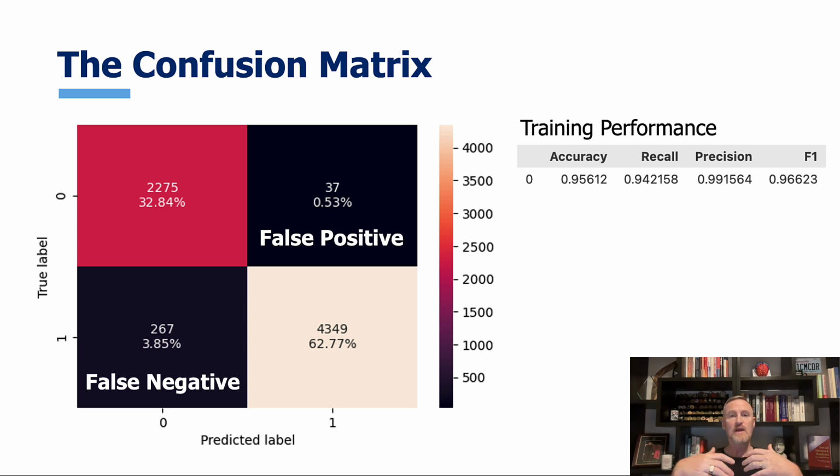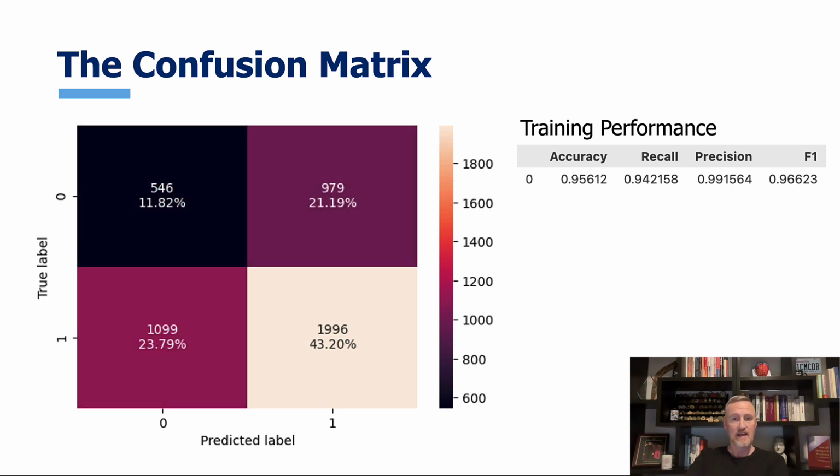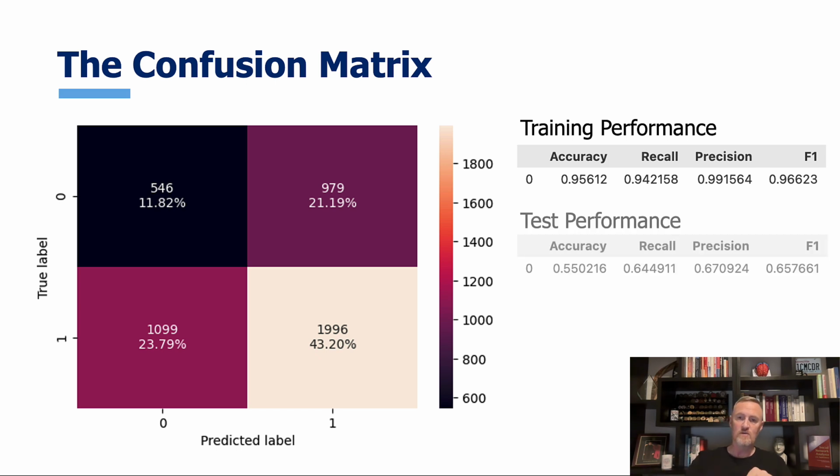But when we apply this model now to the test data, we have a different confusion matrix, which doesn't quite look as good, right? So you see that there's a lot more in that false positive, false negative squares, right? That's actually 45% of the data. So when we look at the performance, you'll see that on the test data, our accuracy was actually about 55%, recall 64%, precision 67%, F1 score 65%. So it's a lot worse.